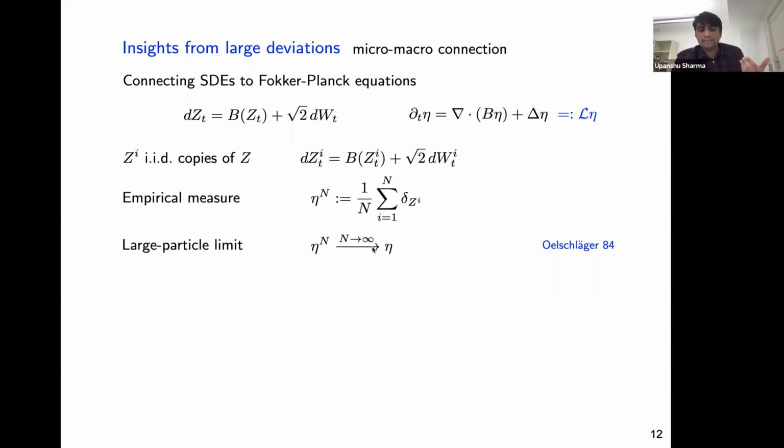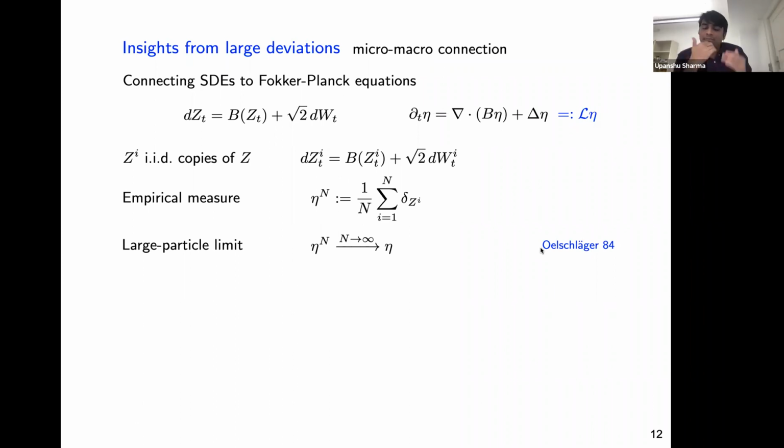And then it turns out that as the number of particles goes to infinity, this random object converges to a deterministic PDE, and this deterministic PDE is exactly this Fokker-Planck equation. That's a very classical connection. In fact, in this case, it's quite simple. You don't even need Ohlschlager. They are very classical results in probability theory.